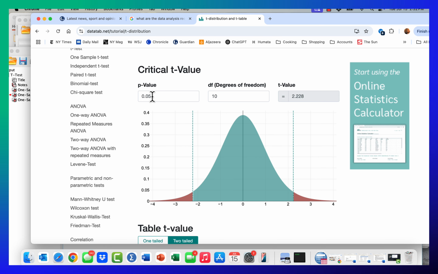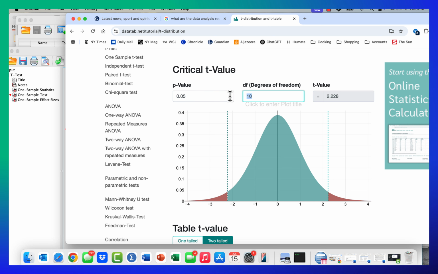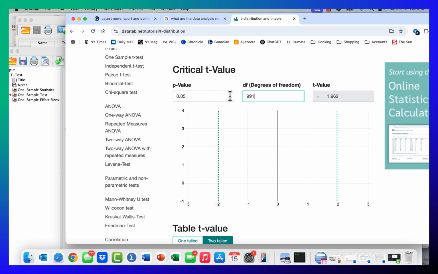So we could say, all right, as you recall, our p-value, or our confidence was 0.05, our confidence interval is 95%. So we want to be 95% certain that we can make a conclusion about our null hypothesis, or we want to say we want less than 5% error. That's what the p-value is, right? So degrees of freedom, in our data set, our degrees of freedom was 991, right? So that tells us our critical t-value is at least 1.962.